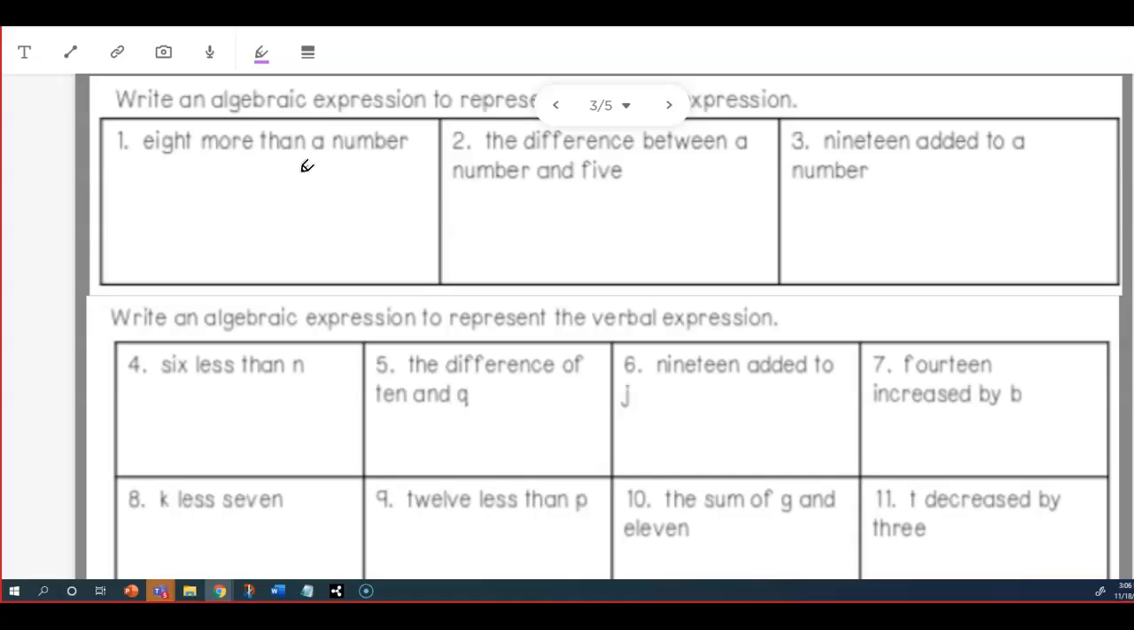I bet. Okay, so we're going to write an algebraic expression to represent the verbal expression. So when you see the word verbal expression, it's just written out for us. Andrea, can you start, please? All right, 8 more than a number. So more than, that operation is going to be addition. Okay, so I'll flip those. And 8 more than a number.